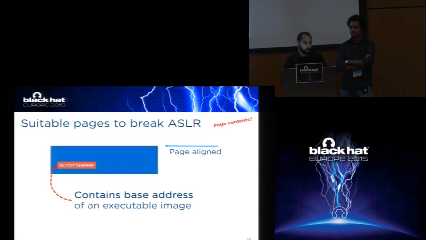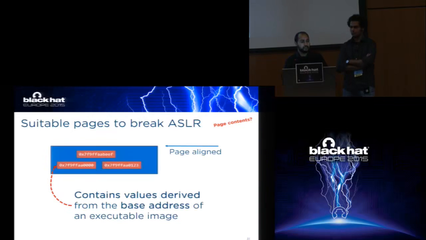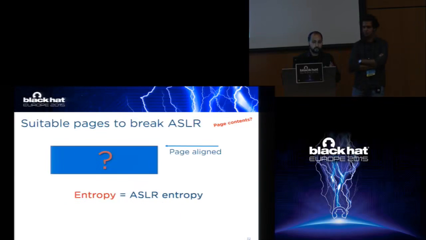Or what would also work is if that page has values that are derived directly from the base address. So the overall idea is to identify pages that we can somehow construct and that have the entropy of the address space layout randomization scheme. So the attacker should be able to construct such a page except for the entropy bits of ASLR. And in that case, for a DLL in 64-bit Windows, for example, it would have been 19 bits of entropy.